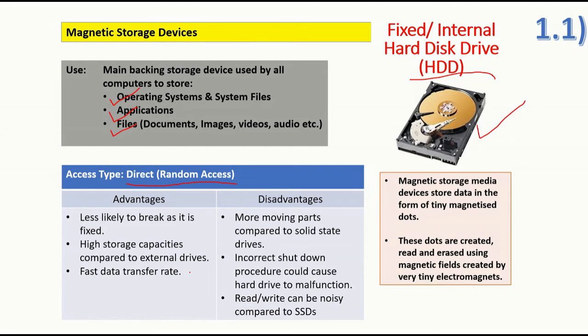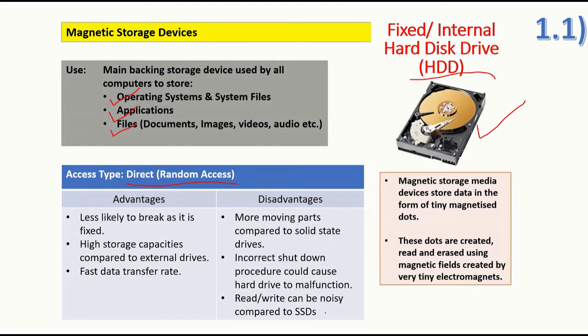The disadvantage of a fixed or internal hard disk drive is that it has more moving parts compared to solid state drives. And you might have had experience in the past where an incorrect shutdown procedure can cause the hard drive to malfunction. And even the read or write can be quite noisy compared to SSDs, which we will discuss soon. That is why when your computer or laptop is turned on, it makes a sort of humming kind of noise that is made by the internal hard disk drive. While it is running, it is quite noisy.